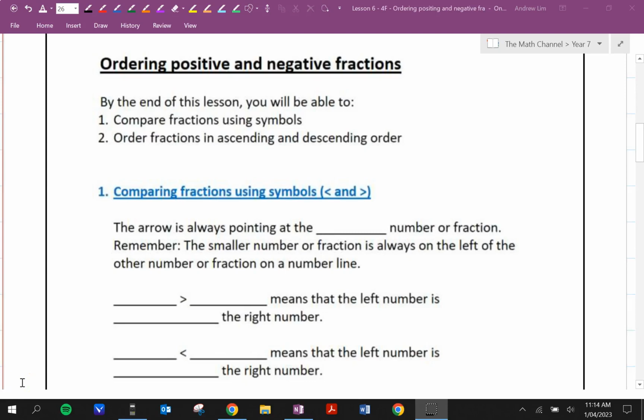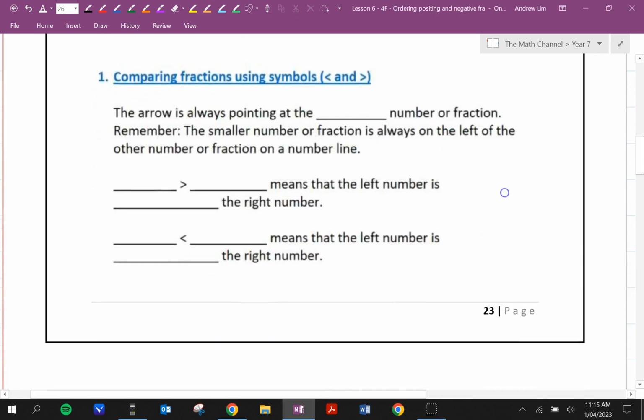It's your teacher, Mr. Lim here, and in this video we're going to be looking at ordering positive and negative fractions. So by the end of this lesson, you'll be able to compare fractions using symbols and order them in ascending and descending order. So let's have a look at the first part.